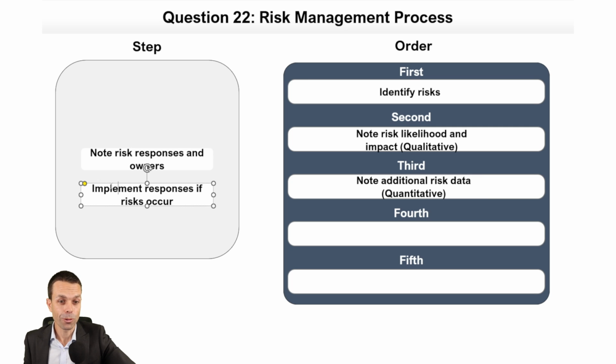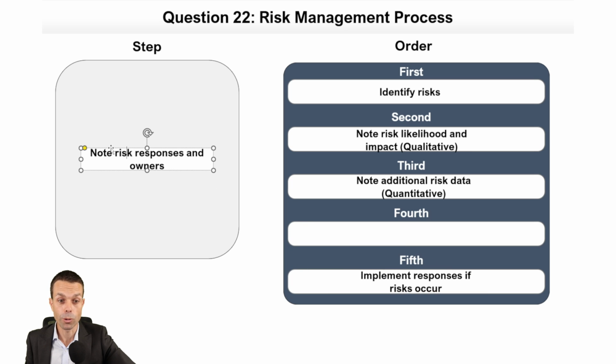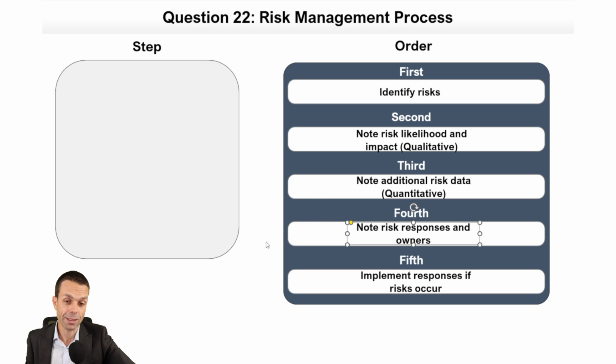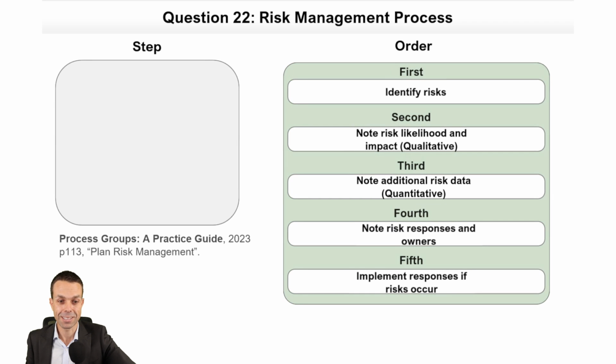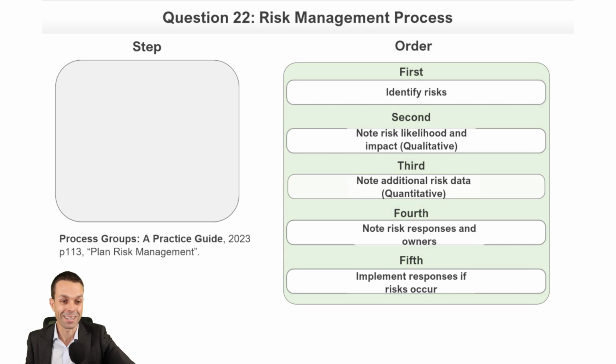Now, lastly, we want to implement the risk responses, of course. And then before that, we're going to note the risk owners and the responses to our risk. So do we mitigate the risk? Are we transferring the risk? Let's check these out. Seems like we got it correct, and that's wonderful stuff. Page 113 under Plan Risk Management in the Process Groups Practice Guide. Really, really great to check out.